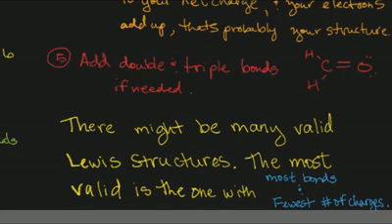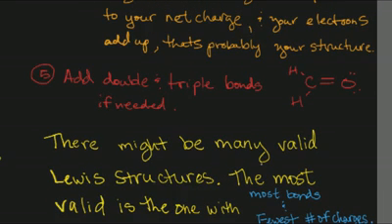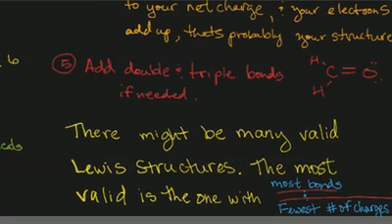Okay, so you might get multiple valid Lewis structures. The one that has the most bonds with the fewest number of formal charges is your winner. Okay, so again, if there are multiple choices, what you want to do is you want to pick the one with the most bonds and the fewest number of charges.